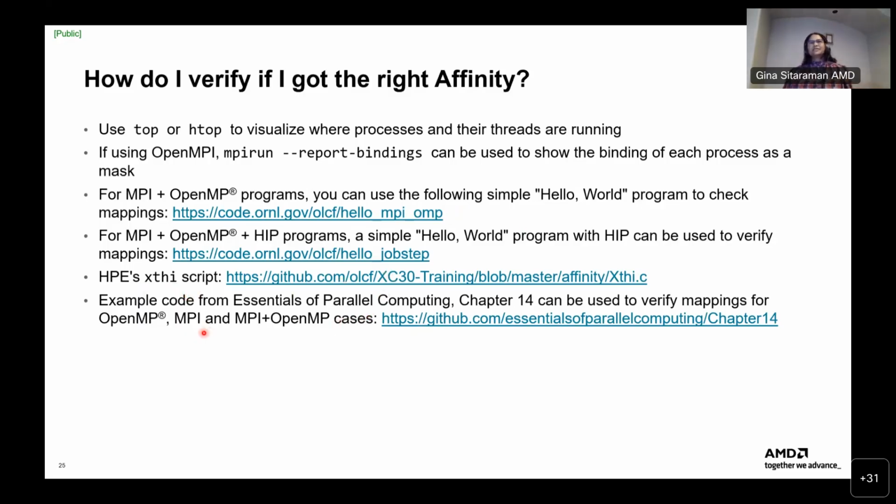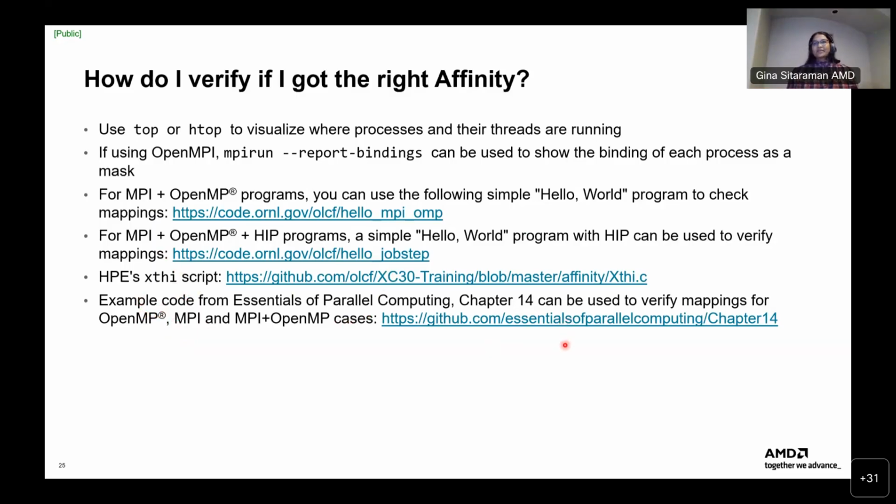There's a link to it. They all do the same thing. And in here, at the end, I also have listed Bob's book titled Essentials of Parallel Computing. In chapter 14, he discusses in detail the same topic, and there are many different types of examples: serial code, hybrid code, just multi-threaded code, and so on.